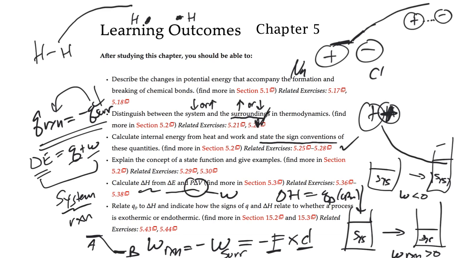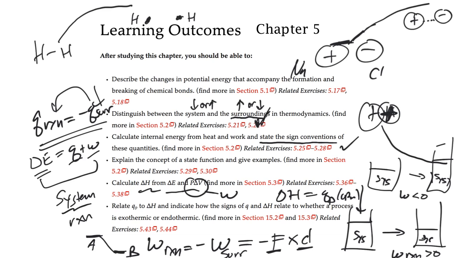Okay, and so then relating Q to delta H and indicating how the signs of Q and delta H relate to each other. That's exothermic and endothermic. So if delta H is positive, heat's being absorbed by the reaction. If delta H is negative, heat's being released by the reaction. For an endothermic reaction, again, it's going to cool down the surroundings because the heat that it absorbs comes from the surroundings. So the surroundings loses heat, and then vice versa. If the reaction releases heat, it goes into the surroundings.